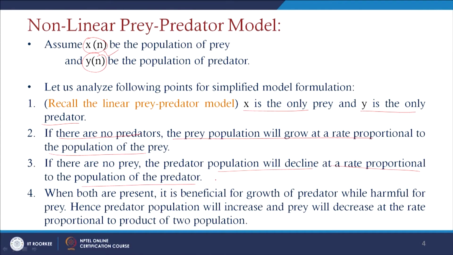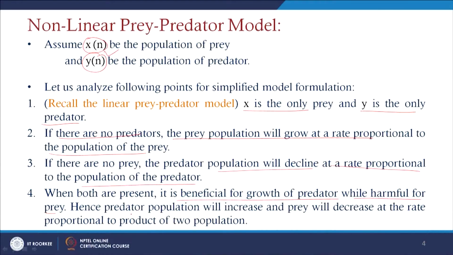When both are present, say tigers and deer, it is beneficial for the growth of the predator while harmful for the prey. This means that the tigers will eat the deer and the deer population will decline, and the tiger population will grow. Hence, the predator population will increase and the prey will decrease at a rate proportional to the product of these two populations.